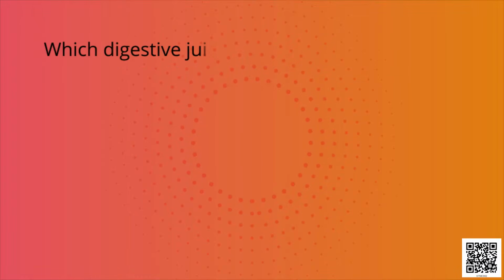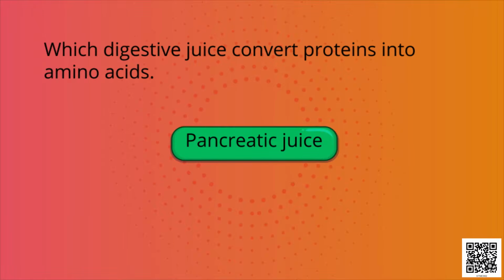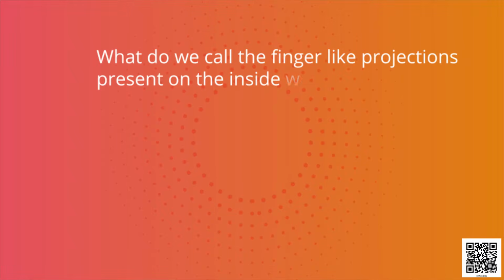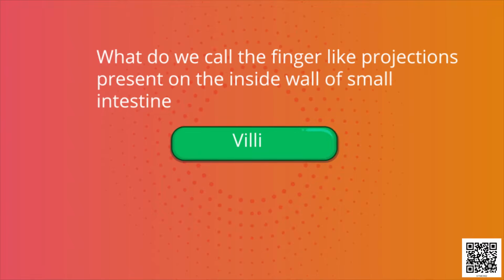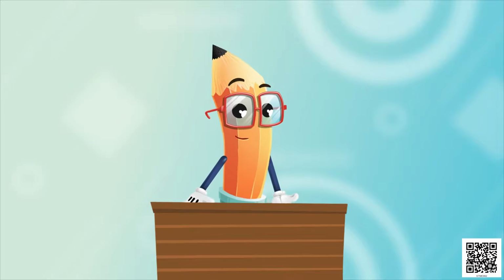Which digestive juice convert proteins into amino acids? The answer to this question is pancreatic juice. What do we call the finger like projections present on the inside wall of small intestine? So the answer is villi. Now let us understand next processes.